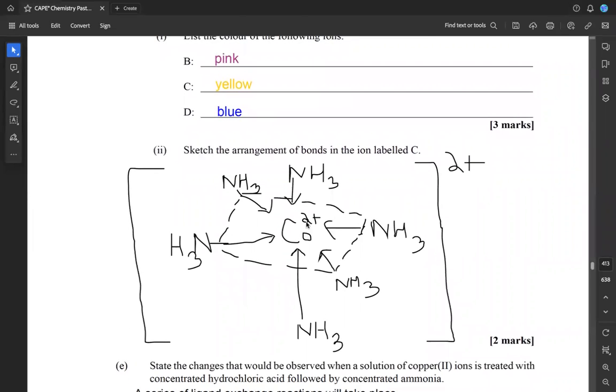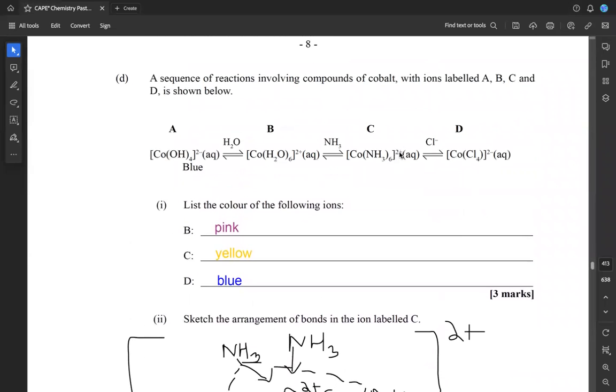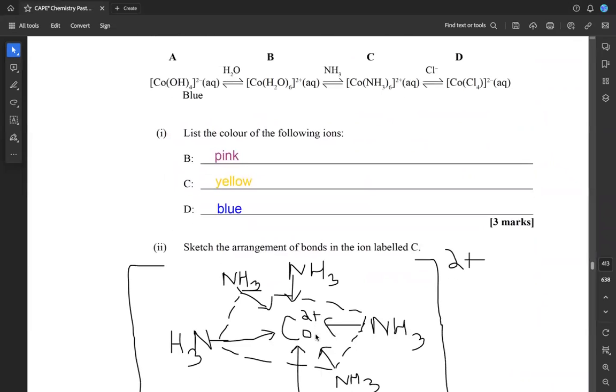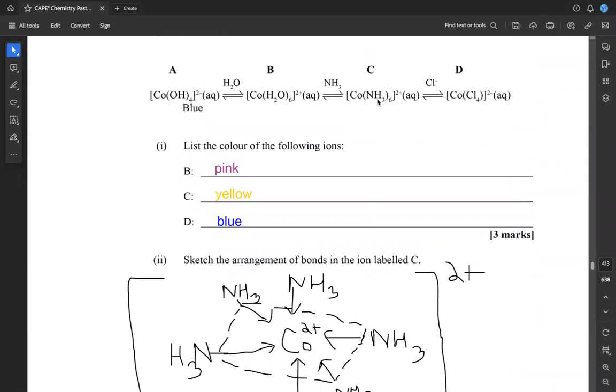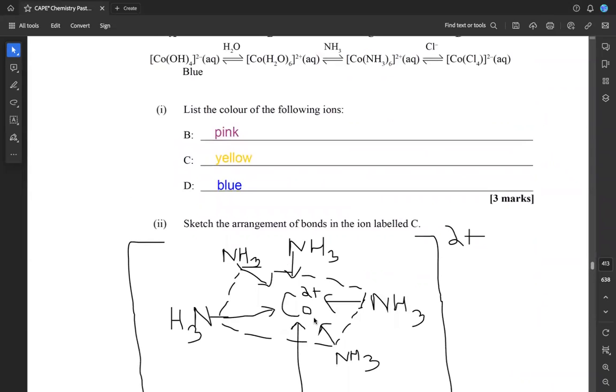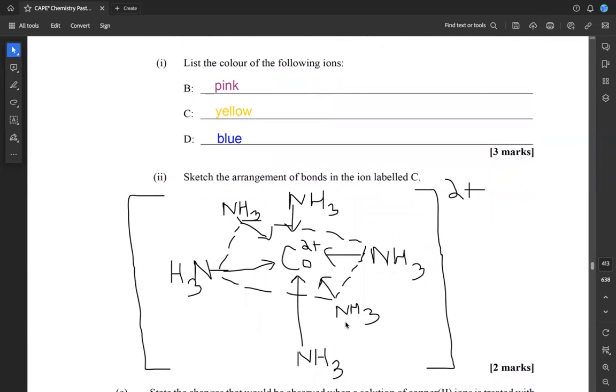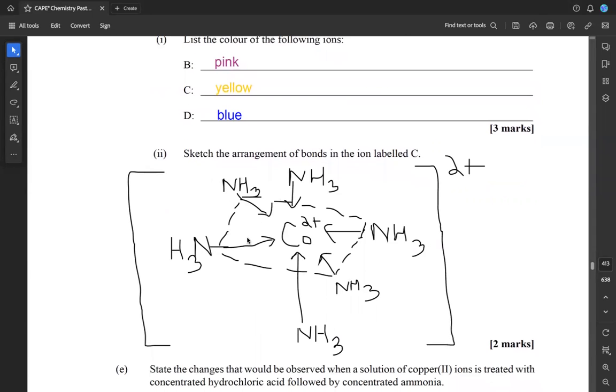So I have my cobalt ion. I know it's 2+ because again, the overall charge outside of the square brackets is 2+. So I know that the transition metal ion of cobalt is 2+. And I know that there are 6 ammonias around it. So I just kind of drew the 6, right? So I have 1 here, 1 here, 1 coming from here, 1 coming from here, and then 1 coming from this side and 1 from this side. And I just kind of sketched out this shape, right? The general shape that it would have. So they just asked us to sketch the arrangement. So that's what I did.